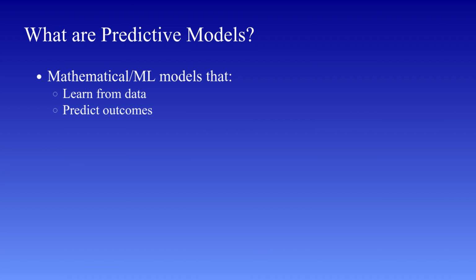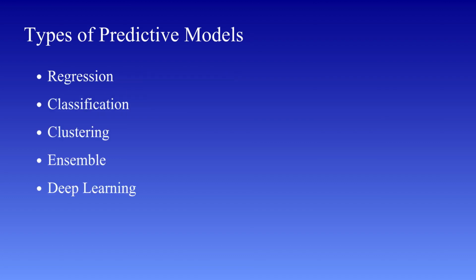Now let's move on to an important topic: types of predictive models. Predictive models can be broadly categorized based on the type of output they produce and the kind of problem they solve. Understanding these types is essential because choosing the correct model directly affects the accuracy and usefulness of predictions.